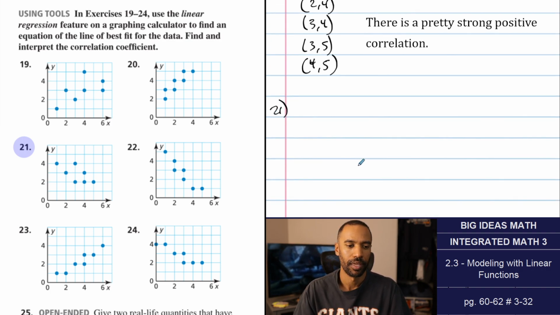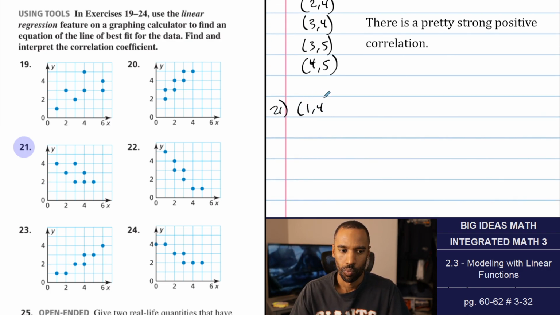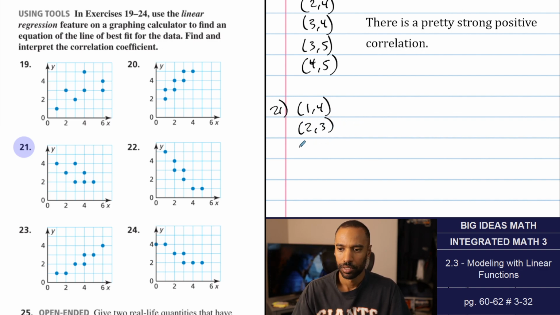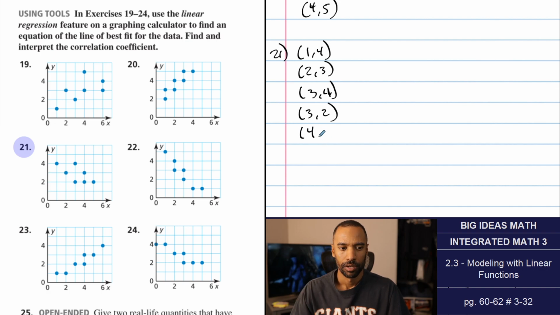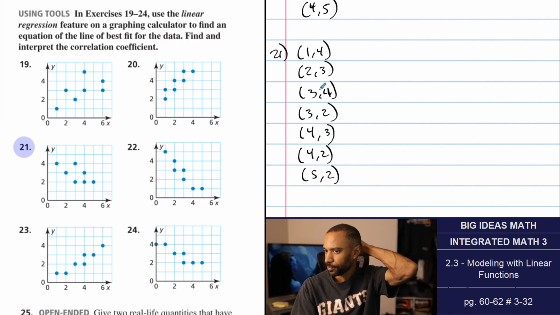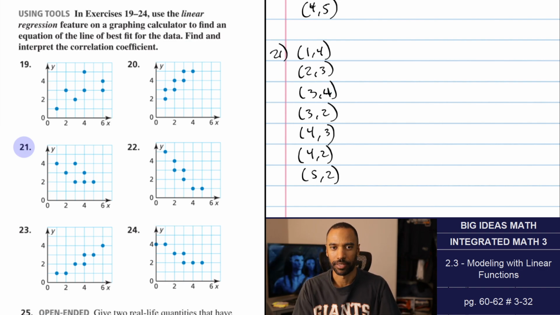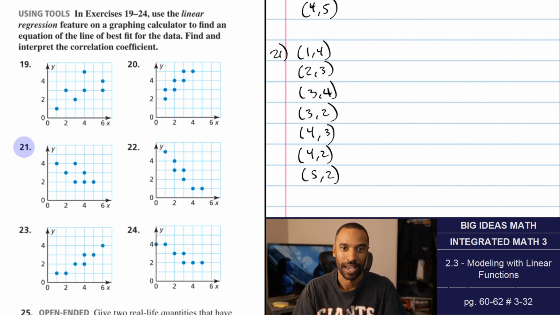So number 21, I have 1, 4, 2, 3, 3, 4, 3, 2. Don't miss any points. 4, 3, 4, 2, and 5, 2. I hope I did those right. You might be wondering how to calculate this stuff on your own. You can find a formula online, and it's not fun.